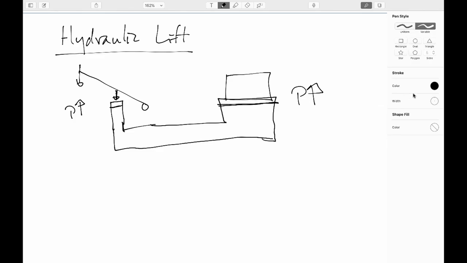Now, you don't get something for nothing. In order to lift the car a little bit, you're going to have to push the fluid down a lot. But a lot of times for just doing things like changing tires and stuff like that, you only need to lift the car a little bit just to be able to get the tires off the ground. So that's how a hydraulic lift works.